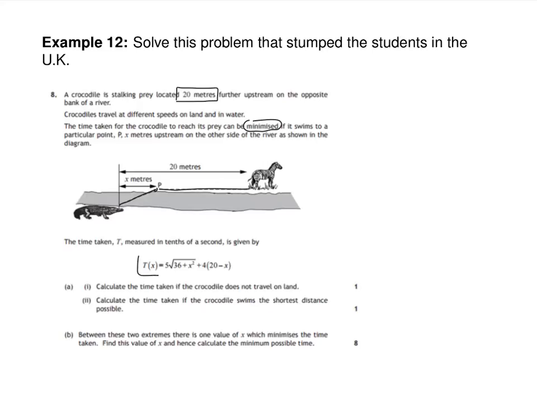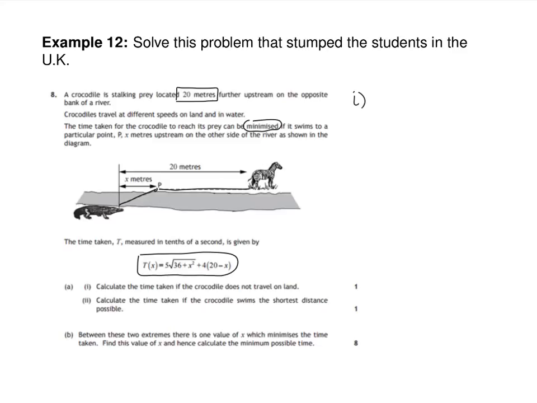And it even told them the time T it takes the crocodile to go is given by this equation. Okay, so they incorporated how fast the crocodile can go swimming and running on land. So they told you what that equation was. So calculate the time taken if the crocodile does not travel on land.